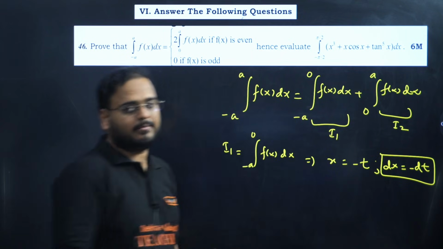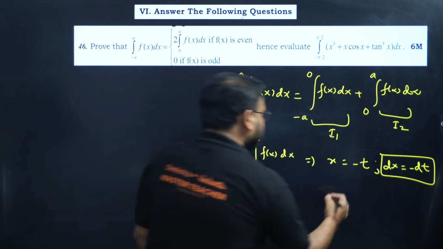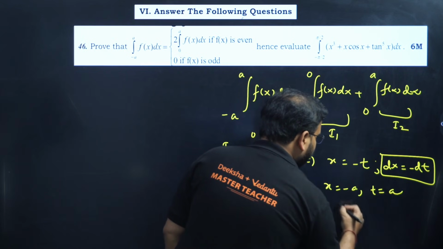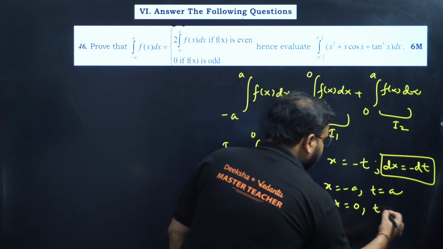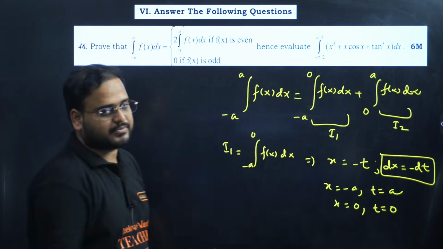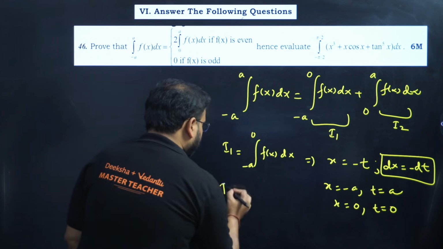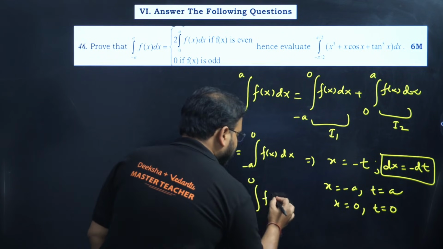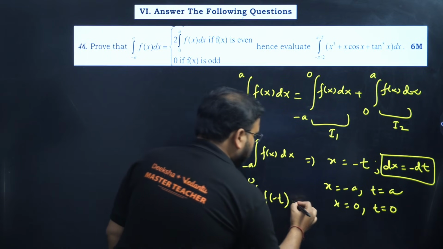Derivative change will be done and also limit change will be done. So when x is minus a, t will be plus a. When x is 0, t will be 0. Limit change. Check. So my I1 transforms now from a to 0 f of minus t, and minus dt is there, right?